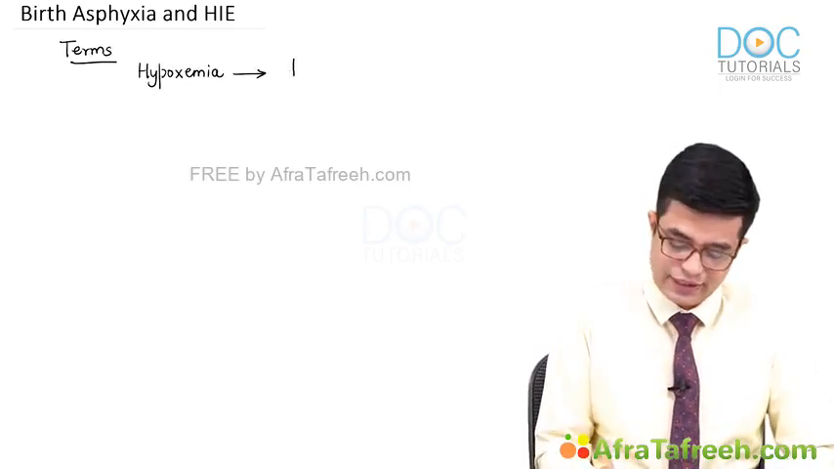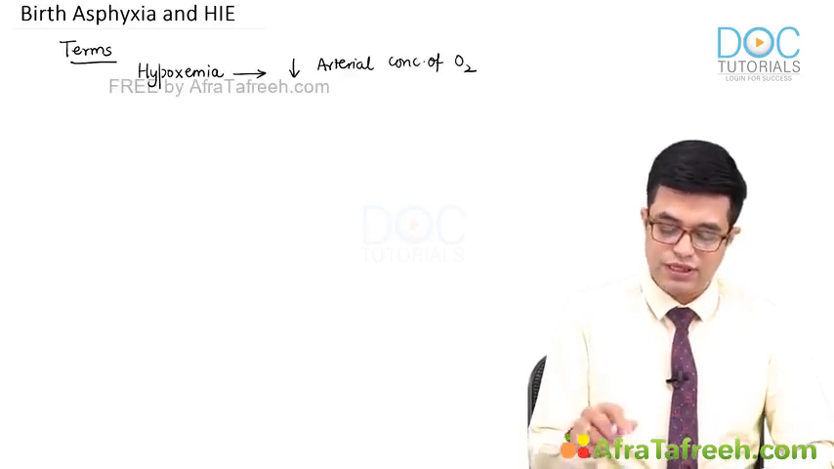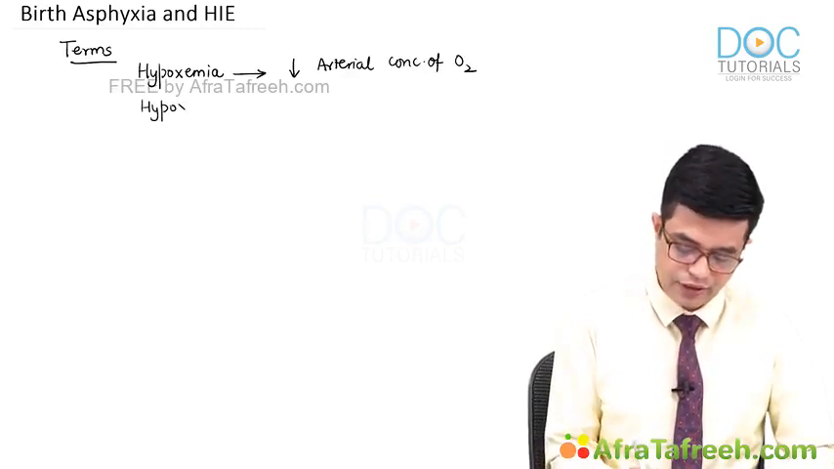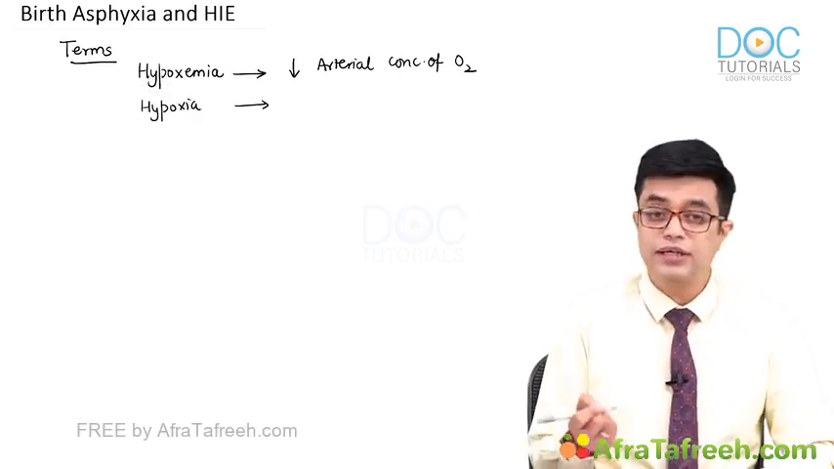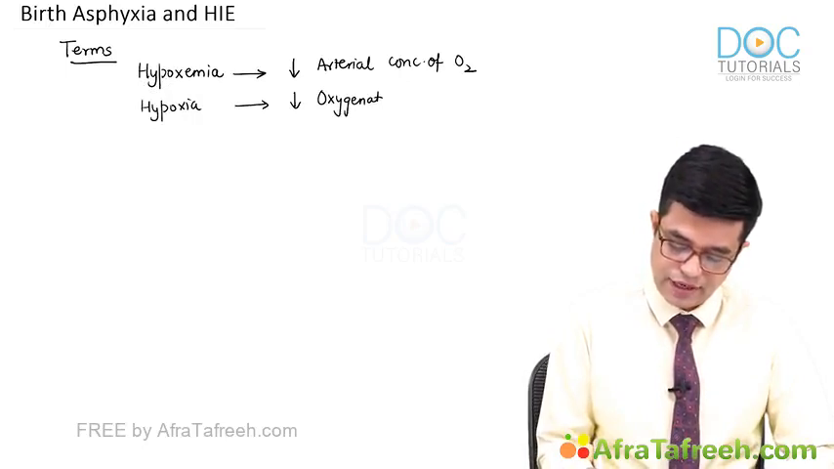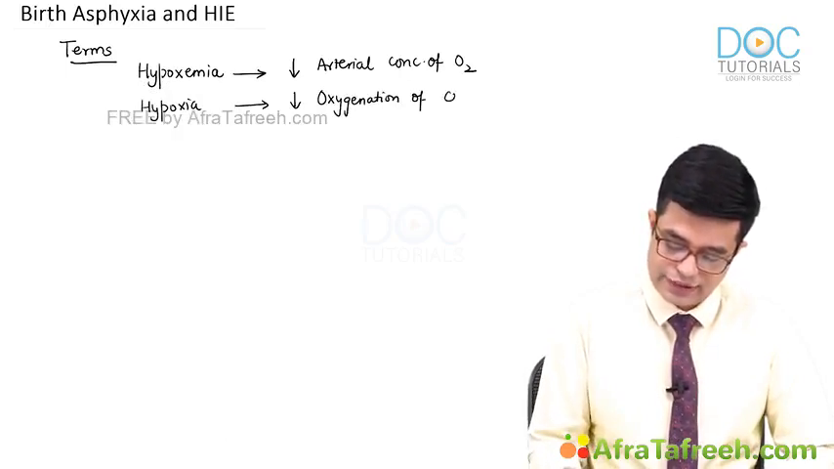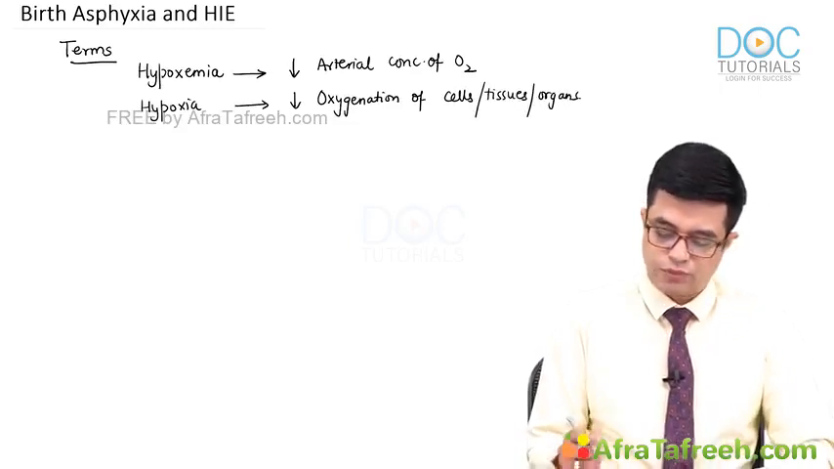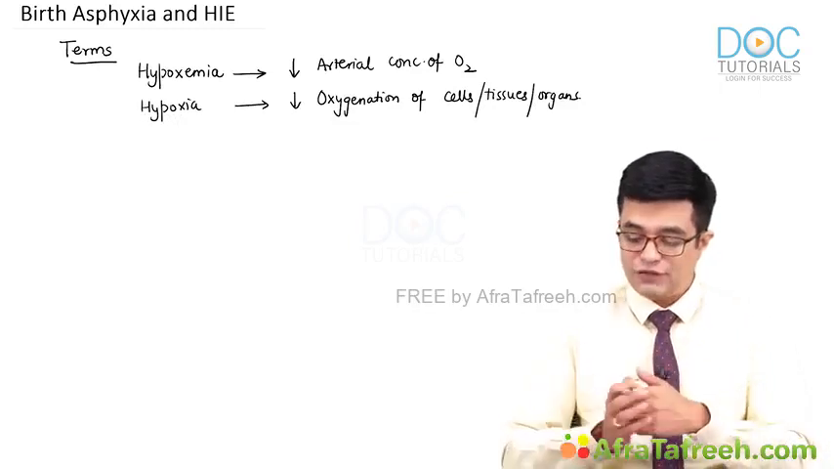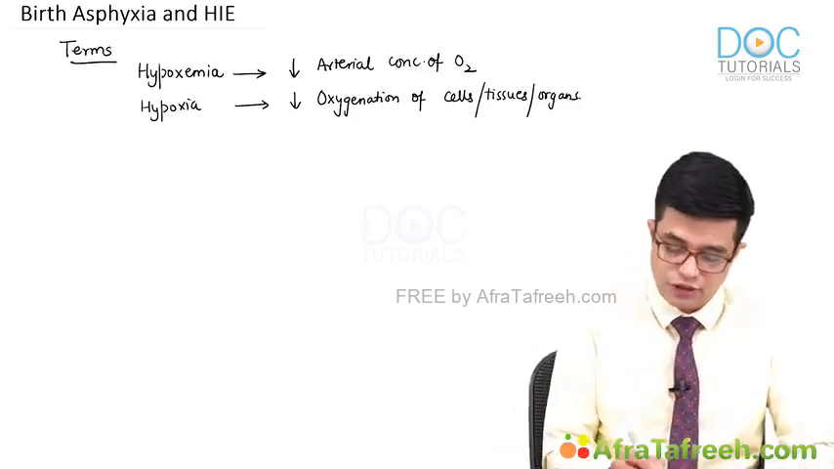So hypoxemia is decreased arterial concentration of oxygen. So when saturation in the blood is low, we call it hypoxemia. What is hypoxia? Hypoxia, clinically, refers to decreased oxygenation at the level of cells or tissues or organs. So less oxygen in the blood is hypoxemia, and decreased oxygenation at the level of cells or tissues is called hypoxia.